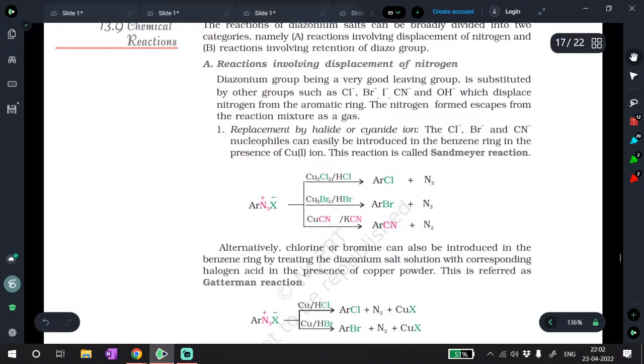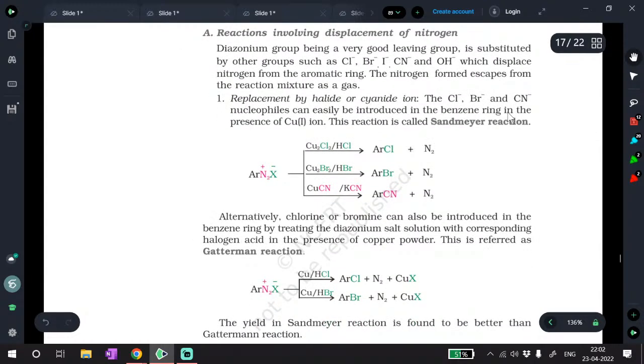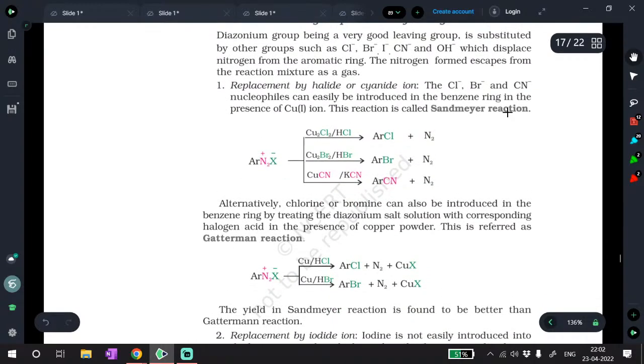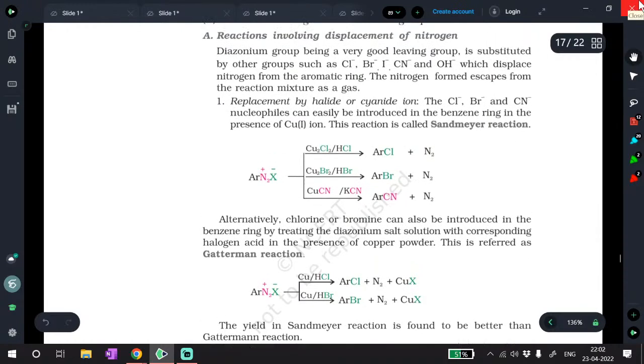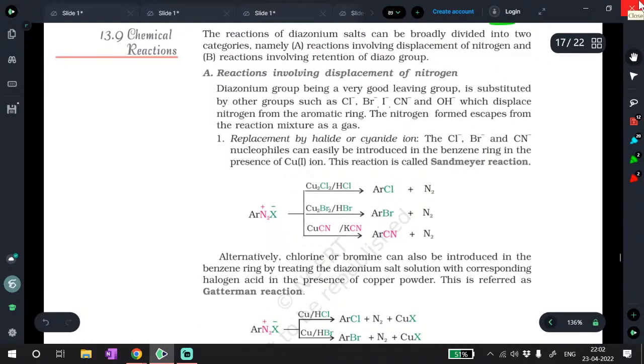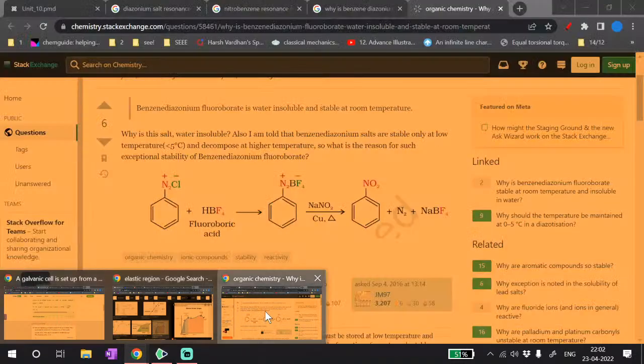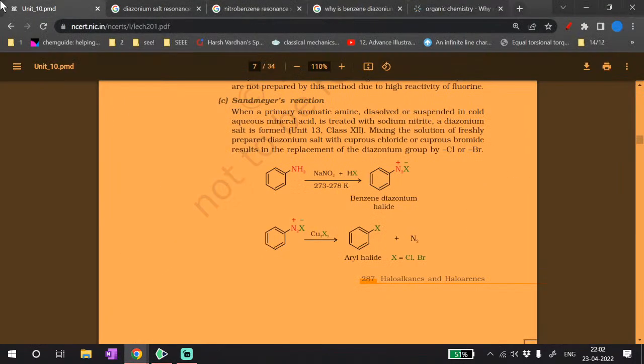The diazonium group, being a very good leaving group, is substituted by other groups such as chlorine, bromine, iodine, and pseudohalogens, which displace nitrogen from the aromatic ring. The nitrogen escapes from the reaction mixture as a gas. Okay, so this is also a Sandmeyer reaction.